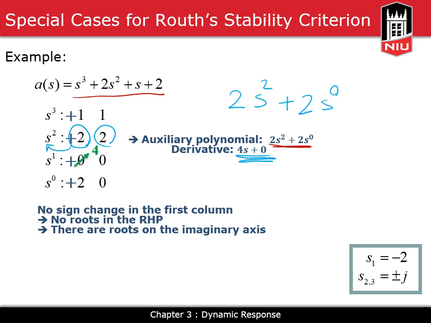If we use MATLAB to solve and find the roots of this characteristic polynomial, these are the roots that we will find. If you take a look at S2 and S3, these two roots are positive j and negative j on the j omega axis. We still don't have any poles on the right half plane. If you remember from our discussion about the stability, if there are poles on the j omega axis that are not repeated, system is stable, and this is exactly that case.